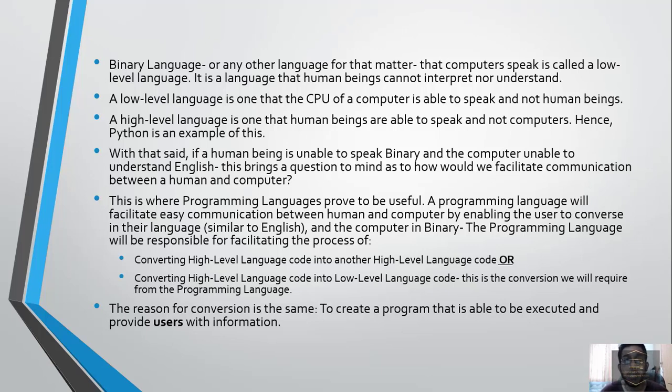The programming language will be responsible for facilitating the process of number 1, converting high-level language code into another high-level language code, or number 2, converting high-level language code into low-level language code. This is the conversion we will require from the Python programming language. The reason for conversion is the same: to create a program that is able to be executed and provide users with information.